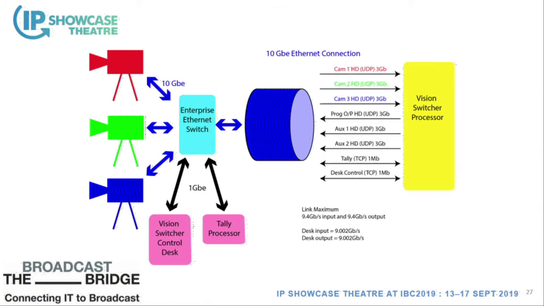And this is an example I came up with where this could happen. So you could have 3 cameras, for instance, all sending their UDP packets over 2110 through the switch, and then into a vision switcher on the right-hand side.